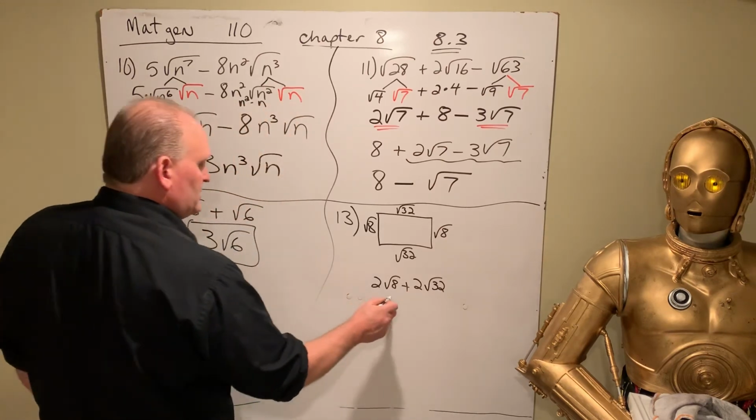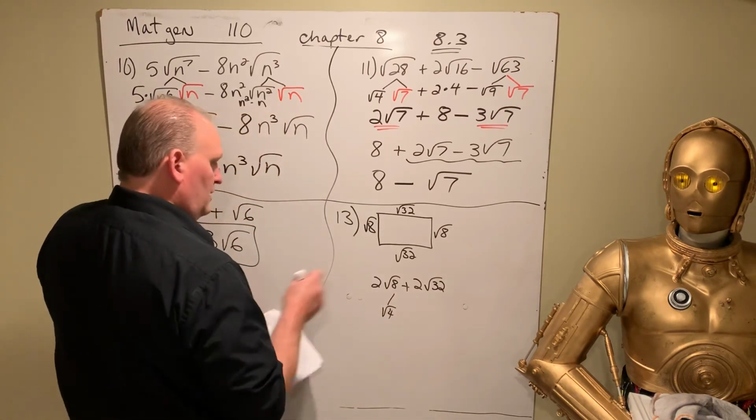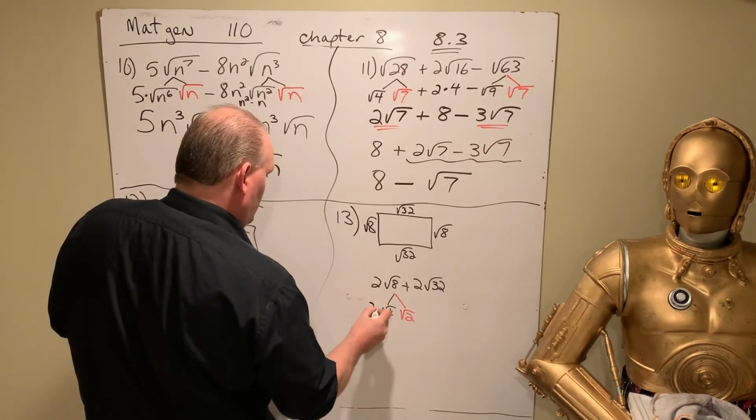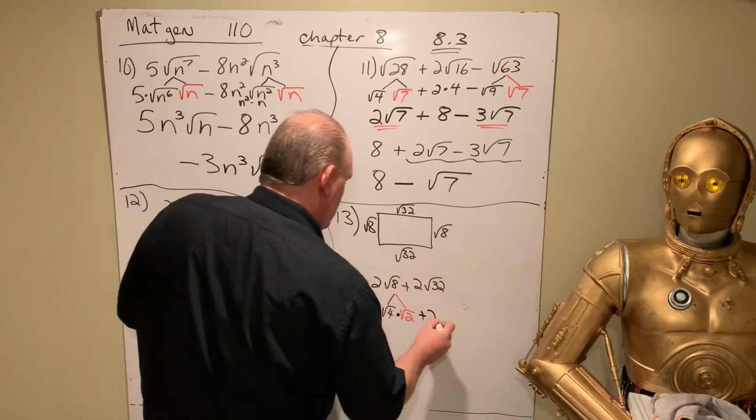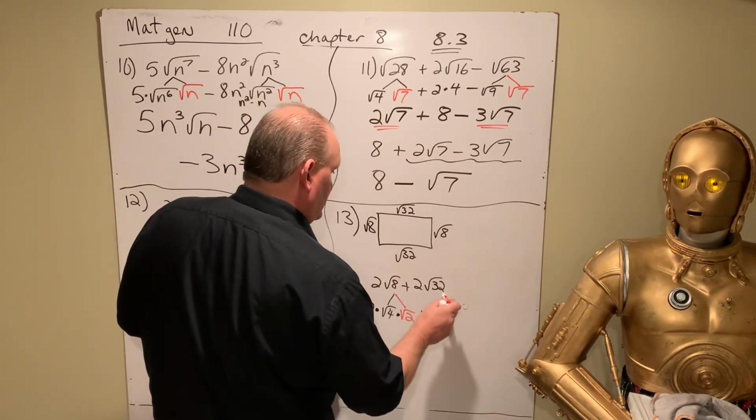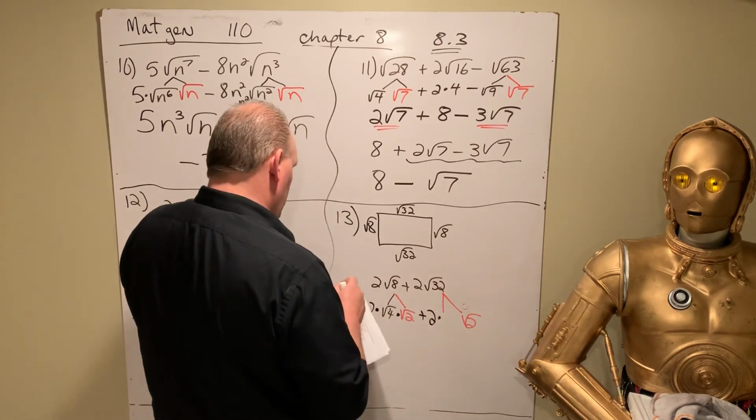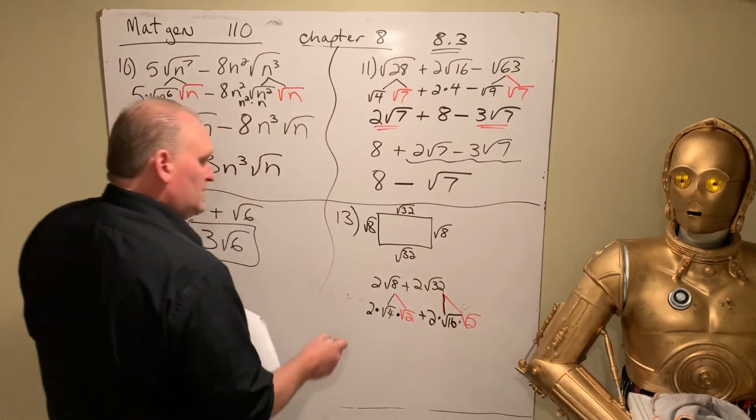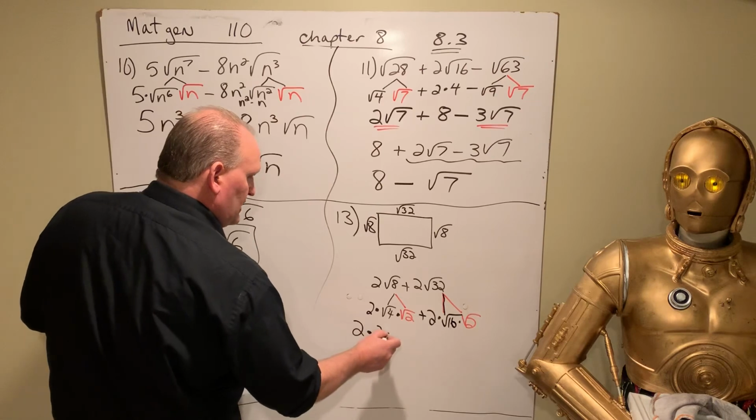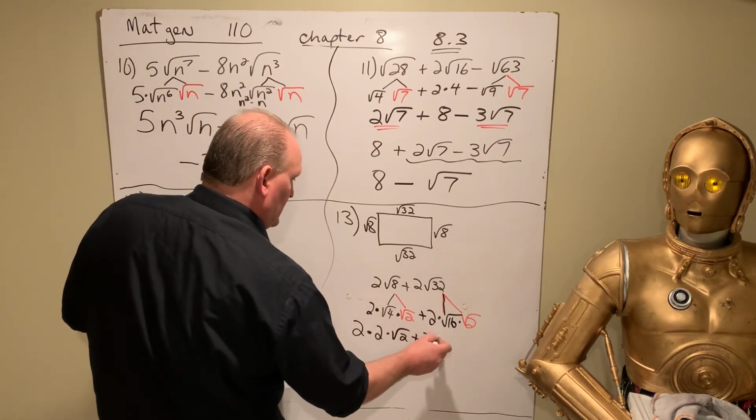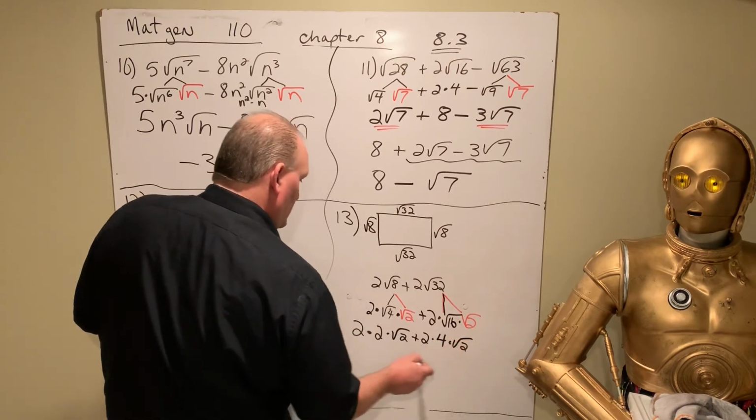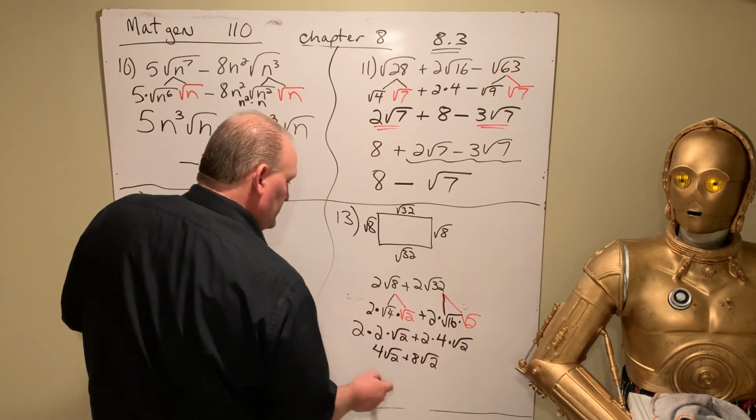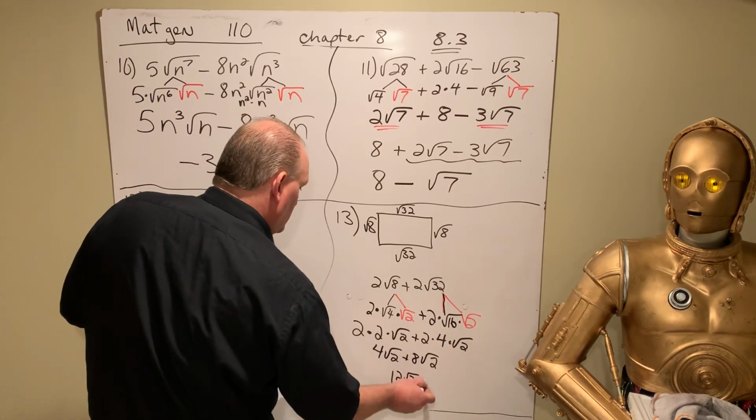And now we can do perfects and leftovers. Perfect is 4, leftover is 2. Still get that 2 there, 2 times, and 2 times. Perfect is, well, the leftover is 2. The perfect is 16. So look at what happens. We got 2 times the square root of 2 plus 2 times 4 times the square root of 2. So that is 4 square roots of 2 plus 8 square roots of 2, which is 12 square roots of 2. That's our answer.